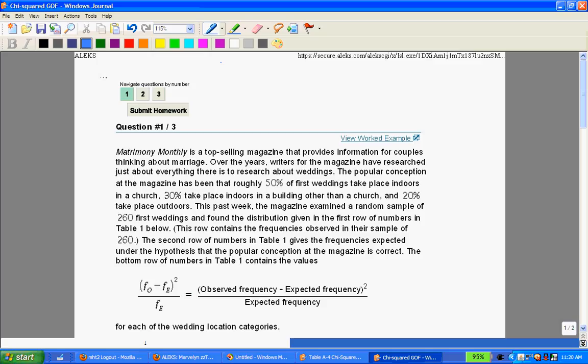So here we have a wedding magazine, Matrimony Monthly, and they're saying that in their research, popular conception has been that 50% of first weddings take place indoors in a church, 30% indoors in a building, and 20% outside. And they're telling us that we have a total of 260 first weddings. That's pretty much all the information you need from here.